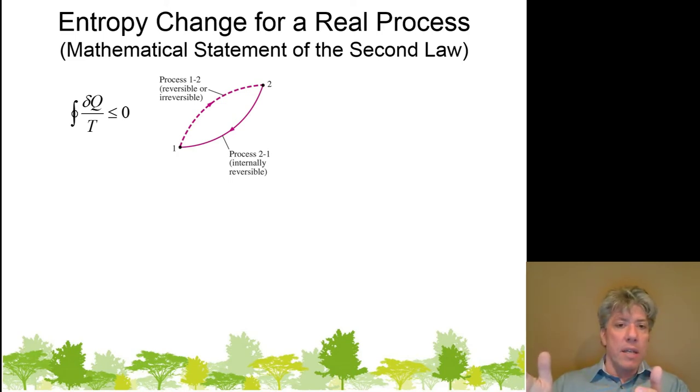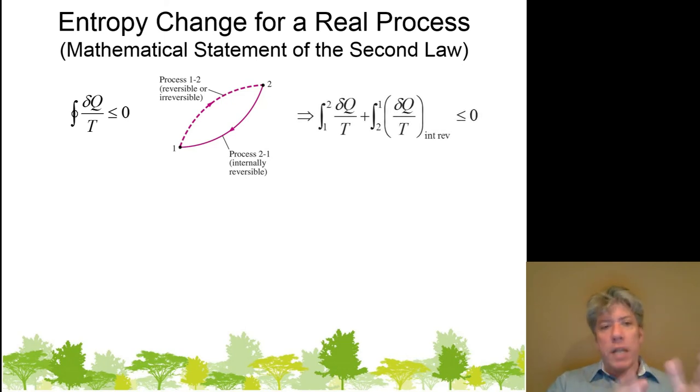It's just that the less than or equal to zero kind of hampers our math, right? Anytime we have an inequality, we always try to change it to an equality if we can. So while we know a little bit about this cyclic integral, and we can talk about entropy changes between state 2 to state 1 in the internally reversible path, we really have to apply the whole integral to the whole cycle, and that doesn't really help us much.